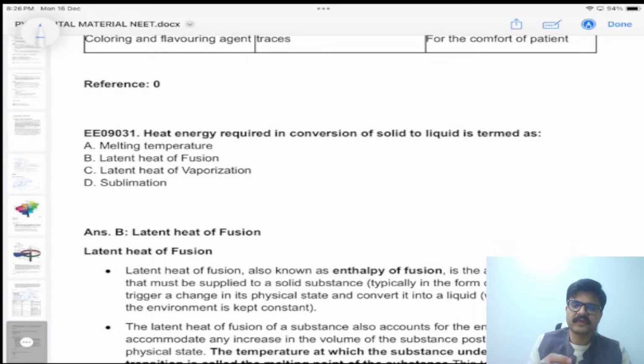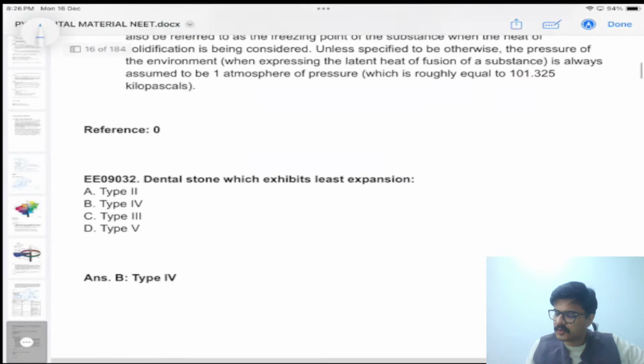There's a difference between porcelain and ceramic. Ceramic is the modern, say, zirconia or alumina based ceramic. They've got very high values of modulus of elasticity, right? Okay, heat energy required in conversion of solid to liquid is latent heat of fusion. That's straight from the book.